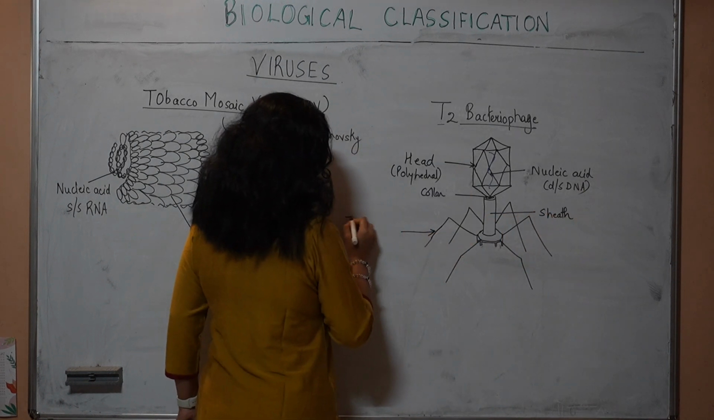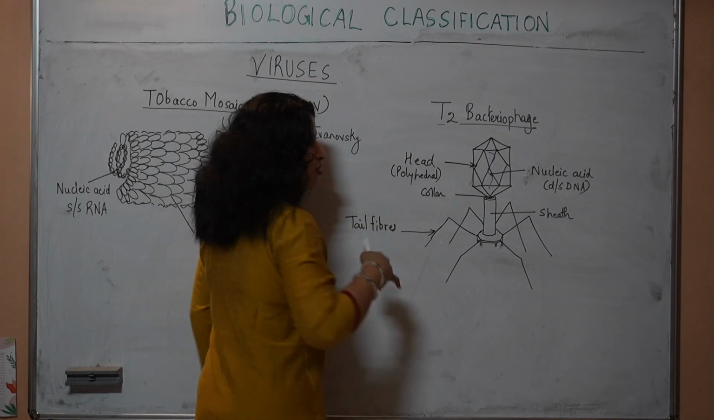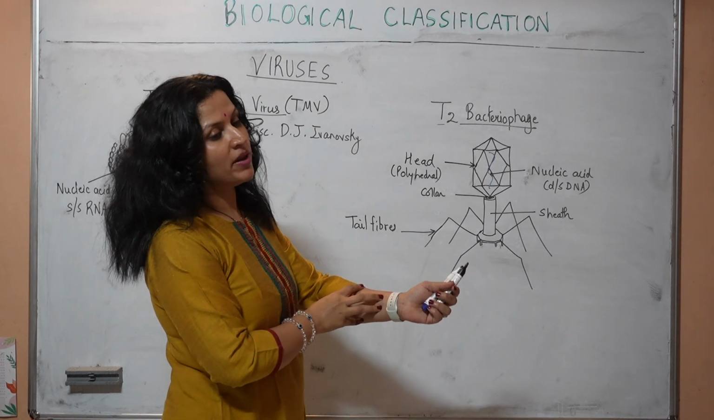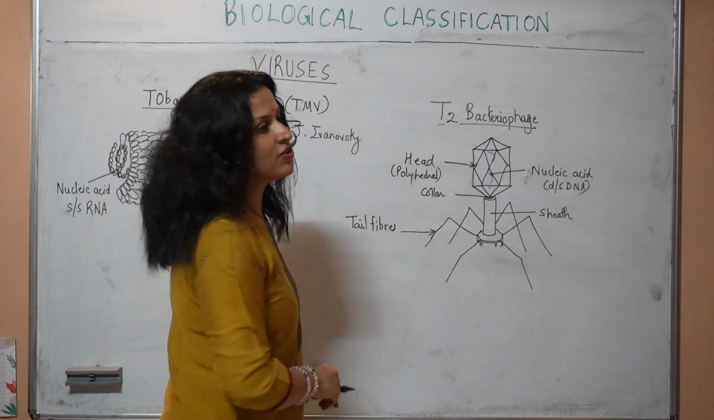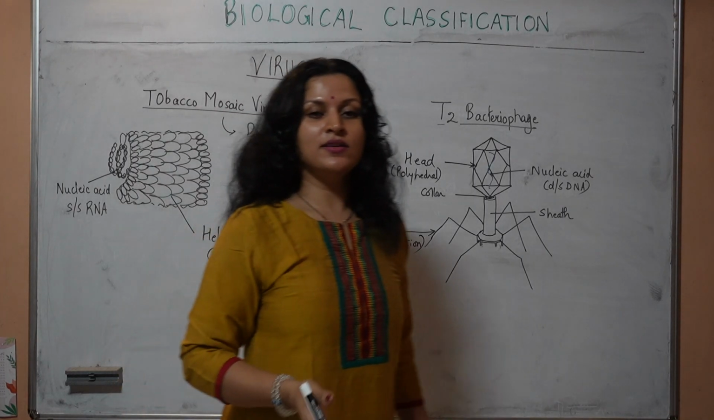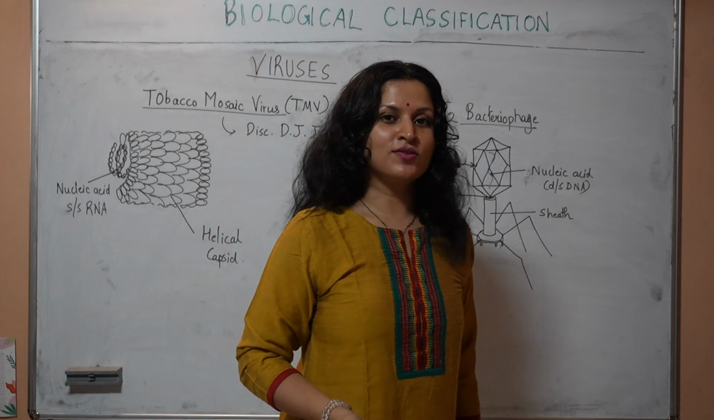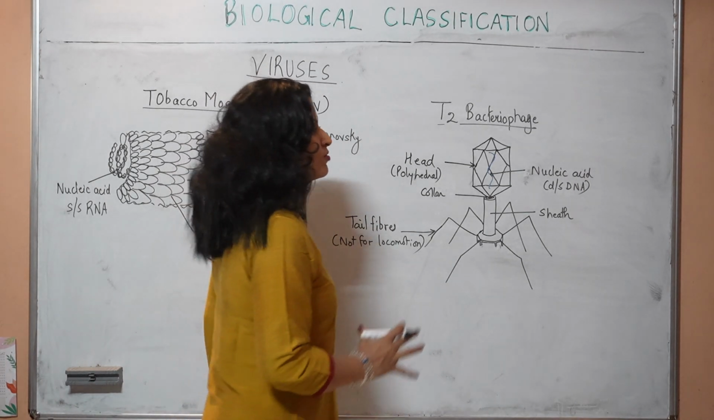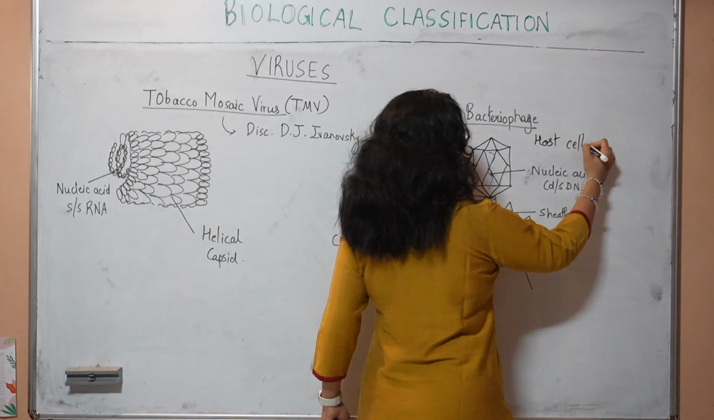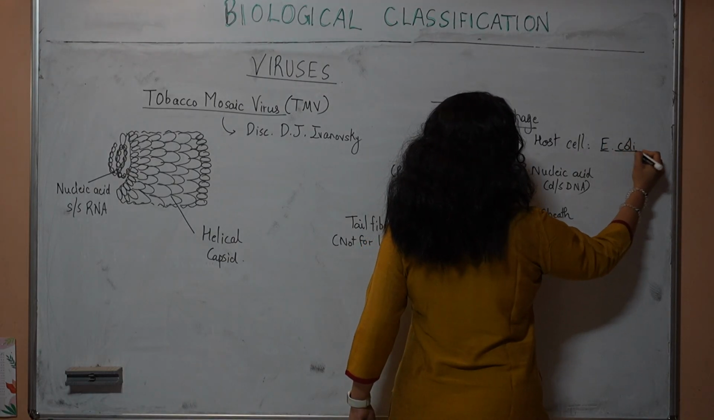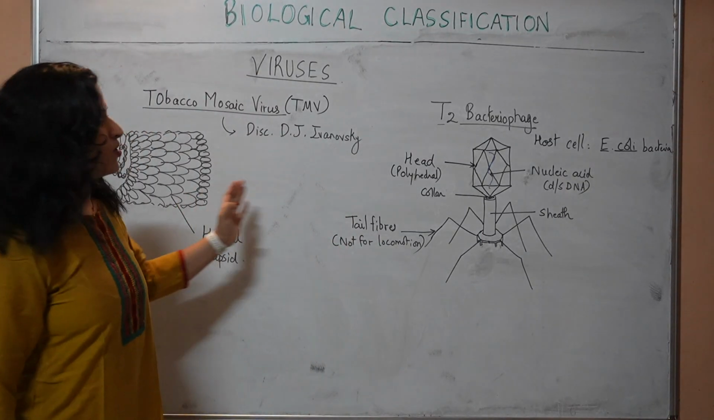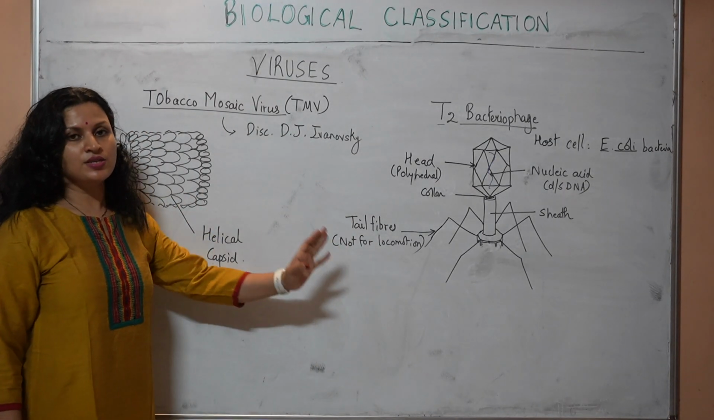These are called the tail fibers, which are not meant for locomotion. They are just there for attachment to the bacterial host cell. They are meant for attachment, not for locomotion, or maybe they are involved also in locomotion and we don't know. Anyway, as of now, they are not meant for locomotion. They are meant for attachment. The bacterial cell that it infects is E. coli bacteria. That one only, T2 bacteriophage. So these are the structures of two important viruses, TMV and T2 bacteriophage.